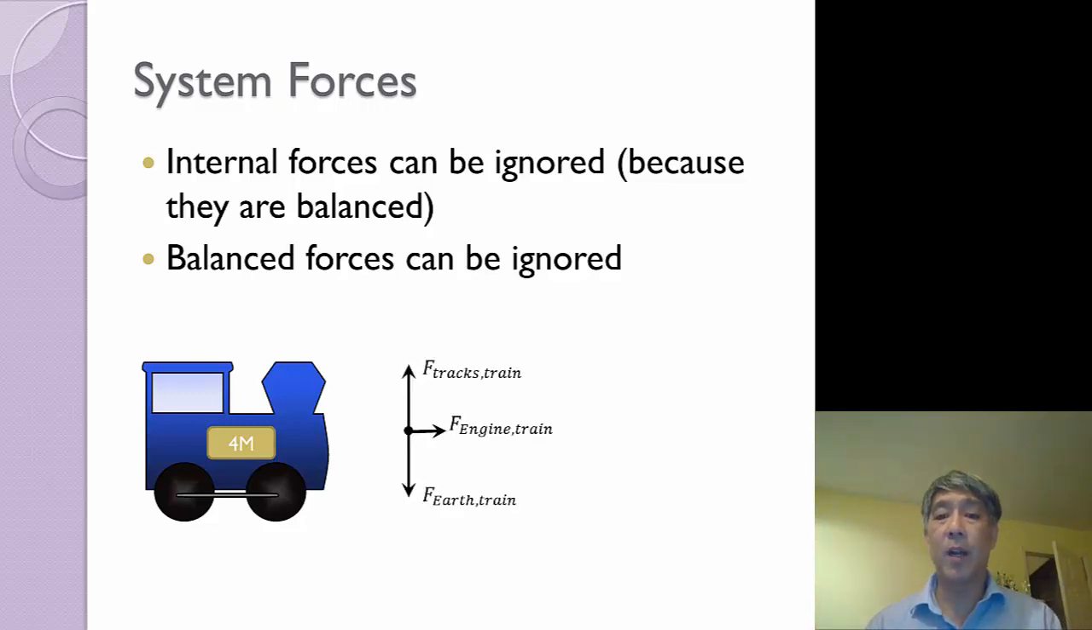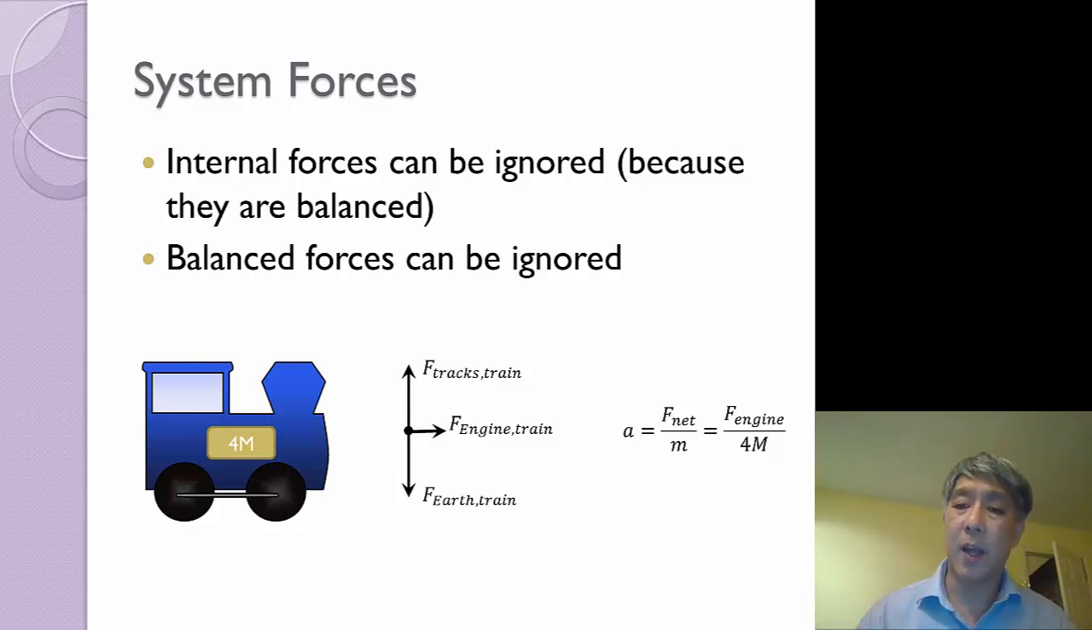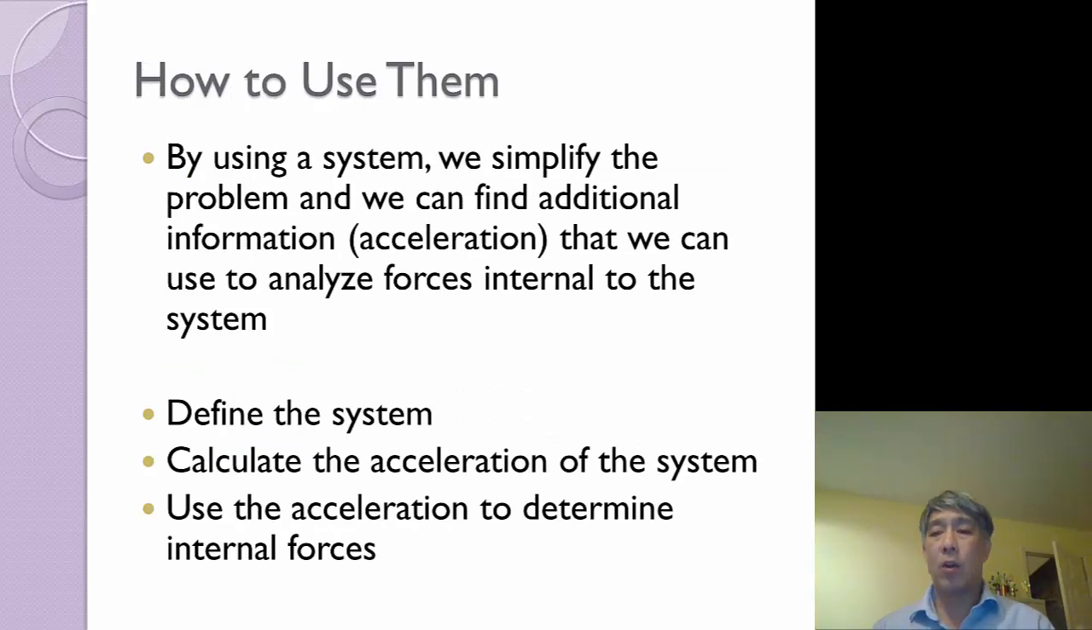If I draw a free body diagram for it, I just end up with the up and down forces. I can mostly ignore those because they're balanced, and then the force of the engine on the train going forward. From there, I can apply Newton's second law: my acceleration is equal to my net force divided by the mass. In this case, the net force is just the force of the engine, and the mass is 4 capital M. So that's the system and how we can look at it as a system.